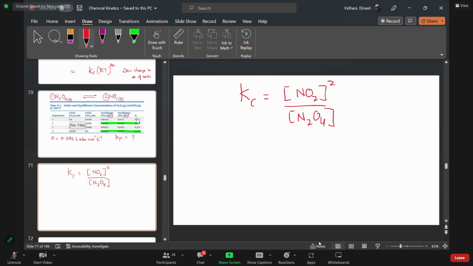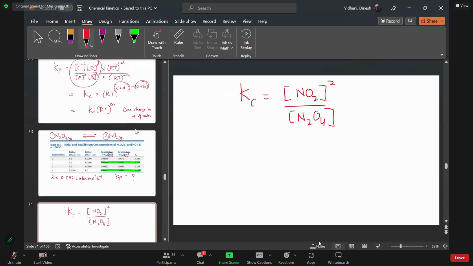Can you go back to the other slide? You can see on the left side. Can you expand it a little bit?